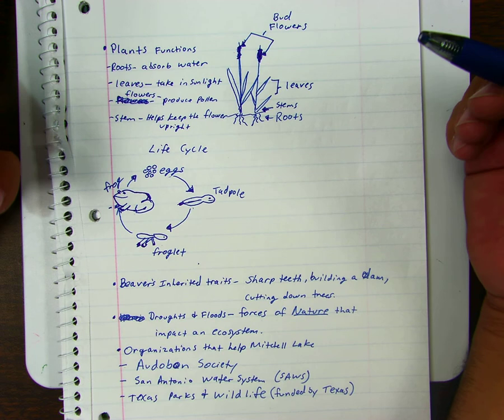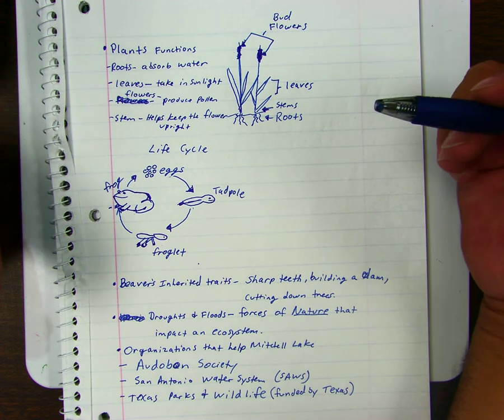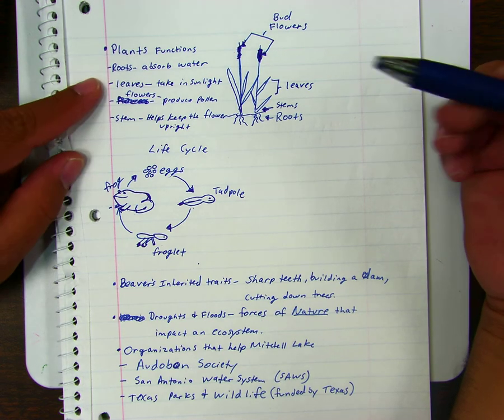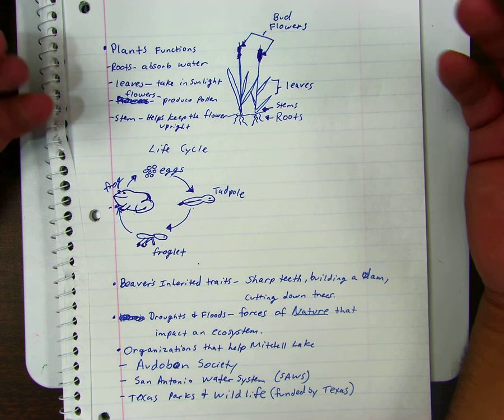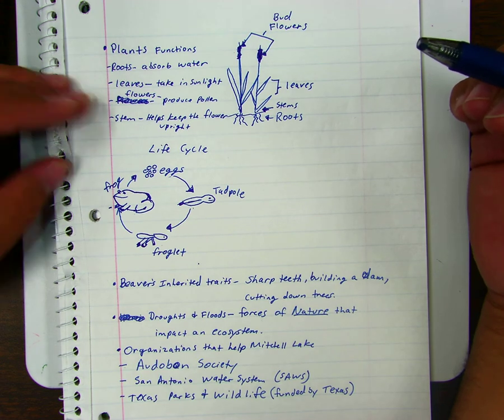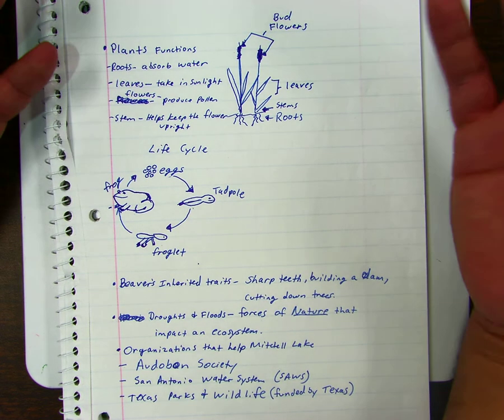Now, the function of the roots is to absorb water. The leaves take in the sunlight. The flowers produce pollen. The stem helps keep the flower upright, helps keep it stable.